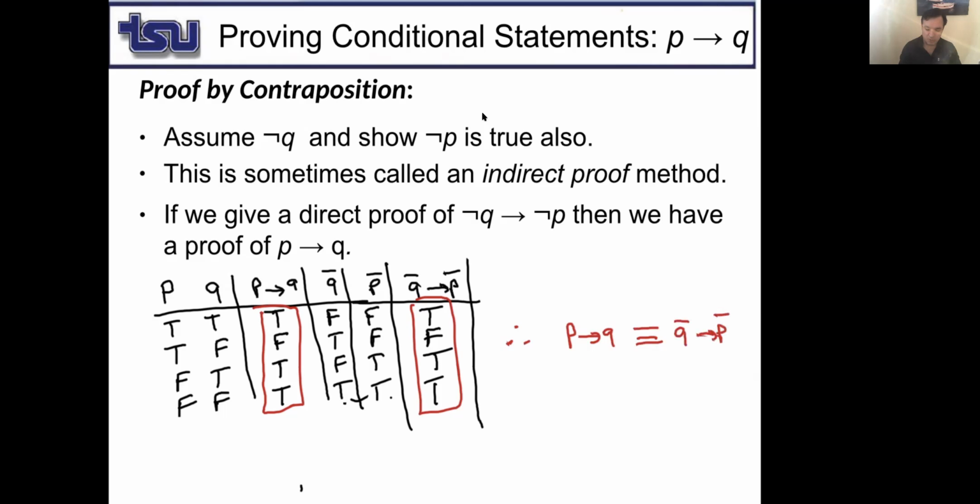So instead of proving p implies q, as long as you can prove that not q implies not p, that's exactly equivalent, okay? So that's proof by contraposition. So that's what we're going to do now.